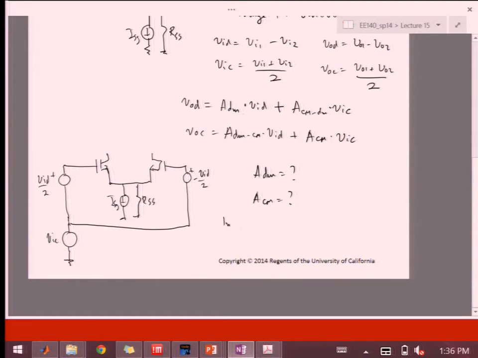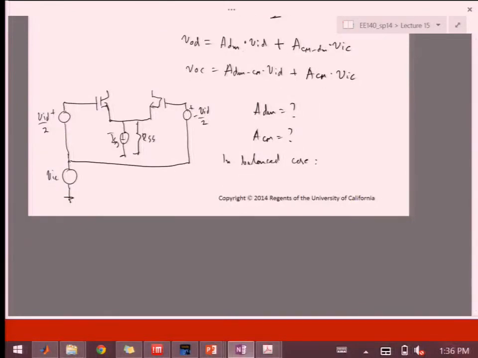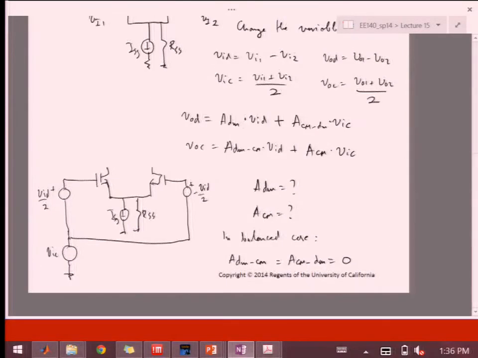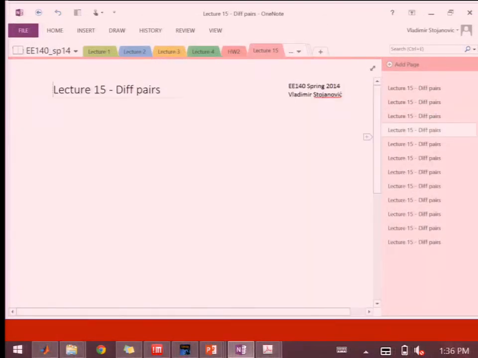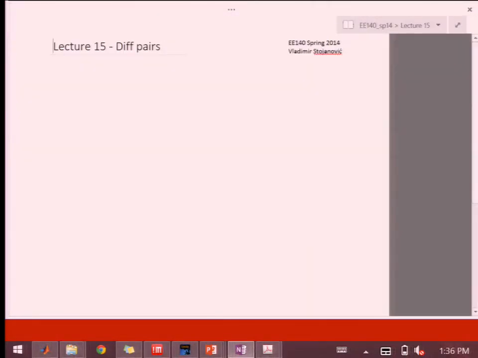For now, in the balanced case, which means all the transistors are identical, etc., we get that ADM-CM equals ACM-DM equals 0. Okay. So let's go and do the small signal and see how we can analyze this.